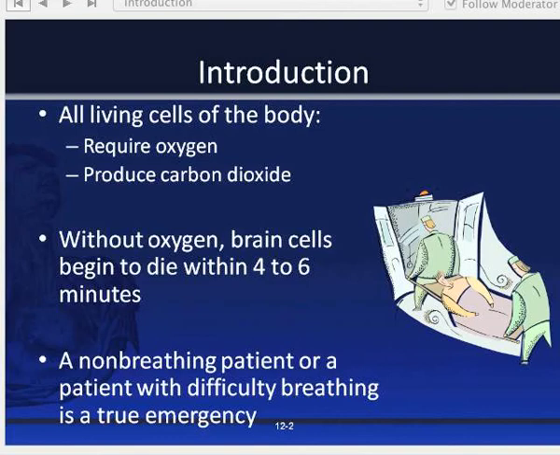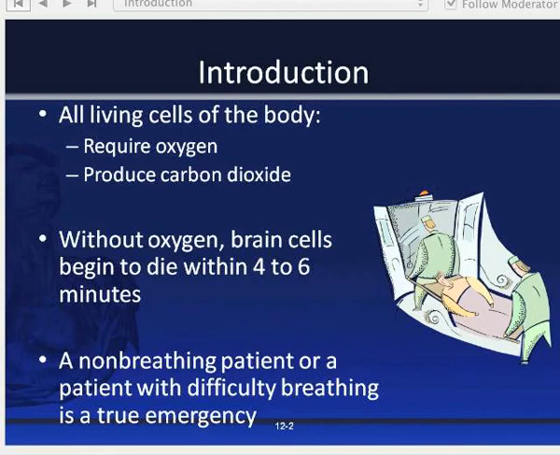All living cells of the body require oxygen and produce carbon dioxide. Oxygen is particularly important to cells of the nervous system because without it, brain cells begin to die within 4 to 6 minutes. The most stressful and chaotic scene usually involves a difficult airway. A non-breathing patient or a patient with difficulty breathing is a true emergency. To prevent death, you must be able to recognize early signs of breathing difficulty and know what to do.